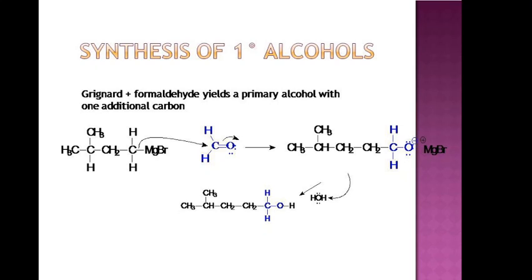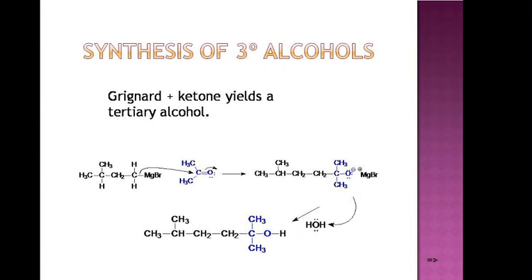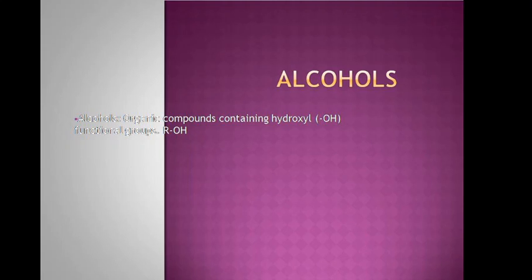Next point, the synthesis of alcohols. The reaction of a Grignard reagent with aldehydes or ketones forms alcohols. When a Grignard reagent reacts with formaldehyde, it gives a primary alcohol. When a Grignard reagent reacts with an aldehyde having an R group, that is H replaced by RCHO, it gives a secondary alcohol. And when the Grignard reagent reacts with a ketone, there is the formation of a tertiary alcohol.